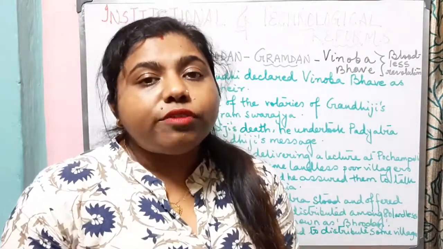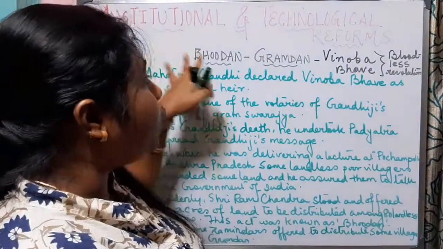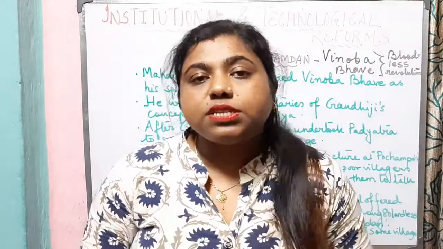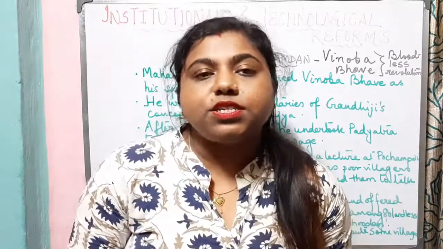I hope all of you understood the topics that we have covered in today's video. We have discussed about the institutional reforms that were introduced by the Government of India, about the technological reforms, about the comprehensive land development program, and other reforms. And also we have discussed about the Bhoodan-Gramdan movement or the bloodless revolution, which was introduced by Vinoba Bhave, the spiritual heir of Mahatma Gandhi. I hope all of you understood it very well.